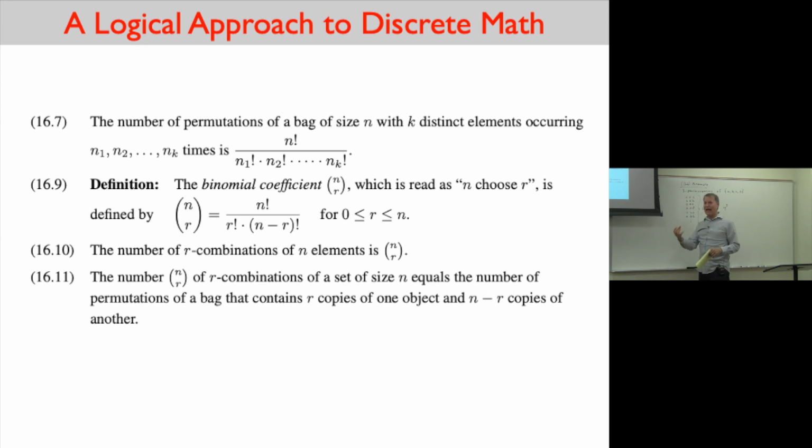You can actually literally think of this as a bag, a literal bag with objects in it. So the number of permutations of a bag of size n with k distinct elements occurring n1, n2, nk times is n factorial divided by n1 factorial times n2 factorial times ... times nk factorial.